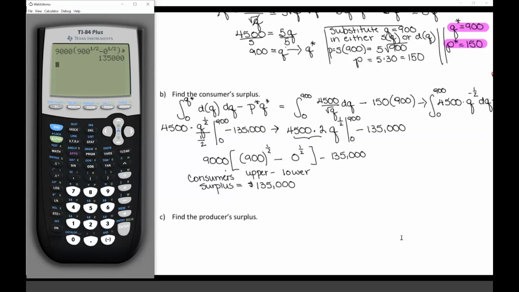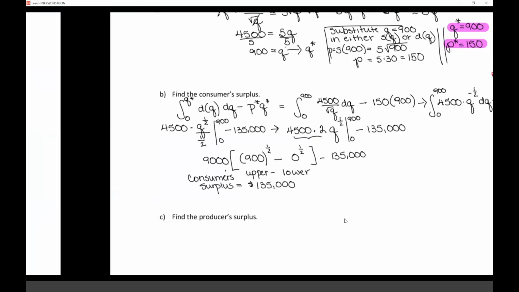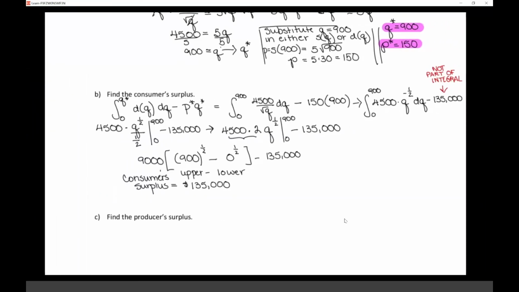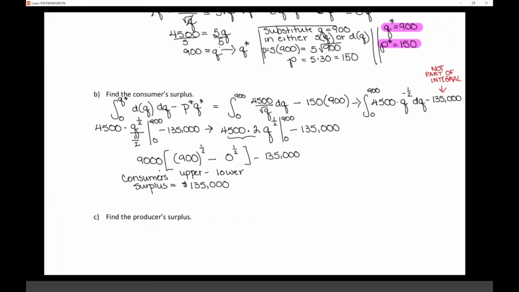So my consumer surplus is 135,000. And again, that means the consumer saved $135,000 by buying at equilibrium price because they would have been willing to pay more for it.